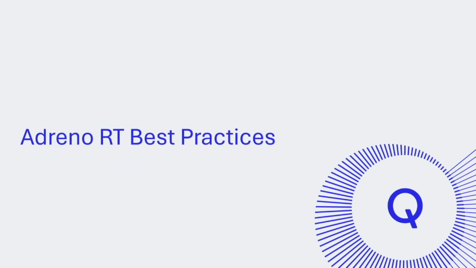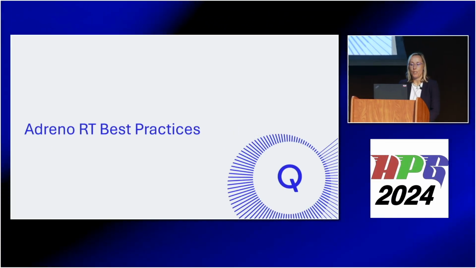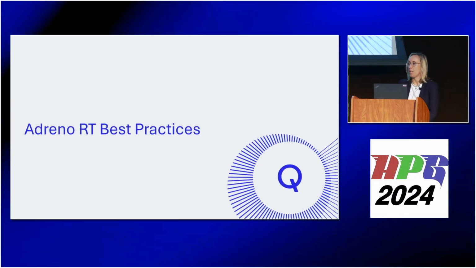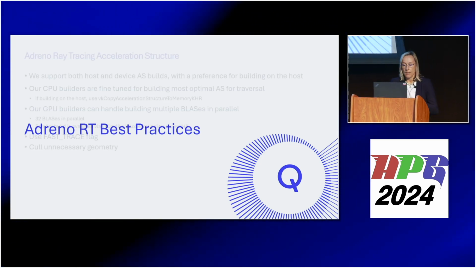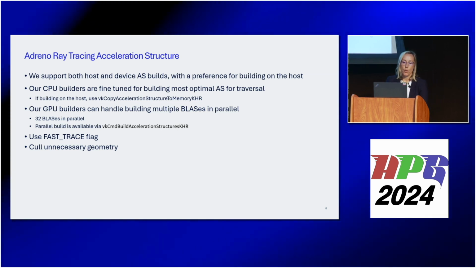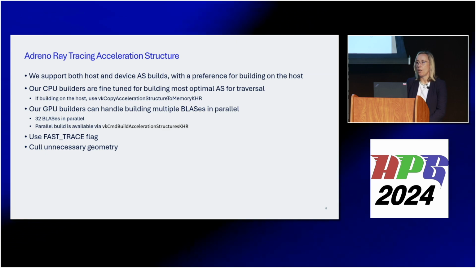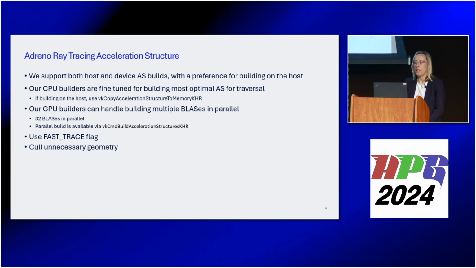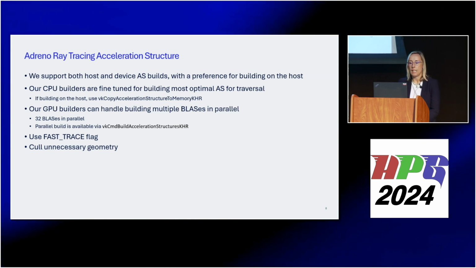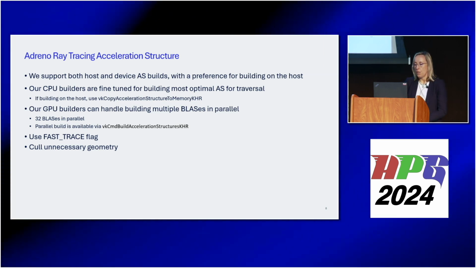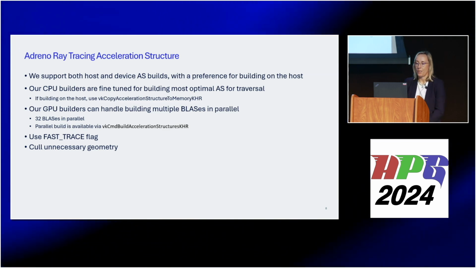All right, so a little bit about best practices. When you start developing your Vulkan applications for Adreno GPUs, these are some of the things you should keep in mind. I've split these into the build side as well as the traversal side. So Adreno supports both host and device acceleration structure builds. We have a slight preference for building on the host because we can apply additional optimizations and build acceleration structures that are finely tuned for traversal. You can use copy acceleration structure to memory to copy your acceleration structure from the host to the GPU.